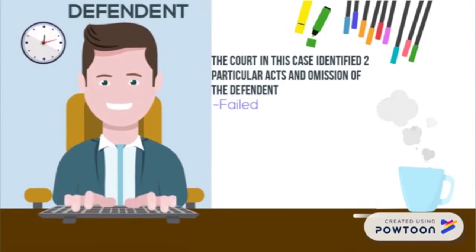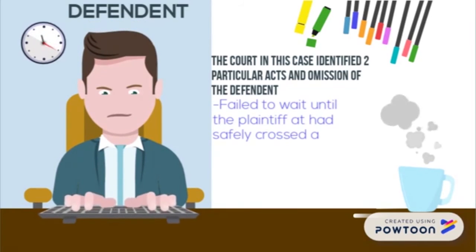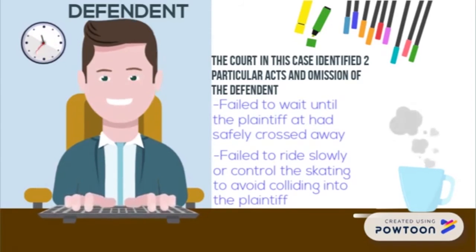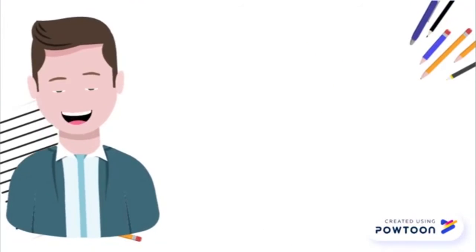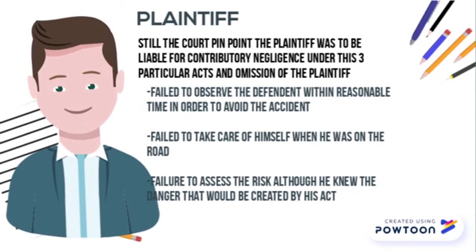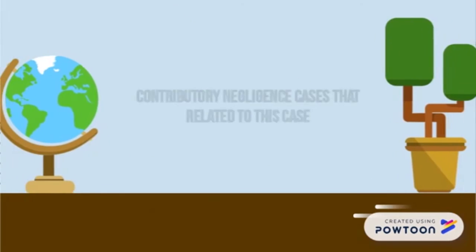As for the defendant, the court in this case identified two particular acts and omissions of the defendant, which is failing to wait until the plaintiff had safely crossed the way and failing to ride slowly or control the skateboard to avoid colliding into the plaintiff. As for the plaintiff, the court pinpointed the plaintiff to be liable for contributory negligence under three particular acts and omissions: failing to observe the defendant in reasonable time in order to avoid the accident, failing to take care of himself when he was on the road, and failing to assess the risk although he knew the danger that would be created by his act.